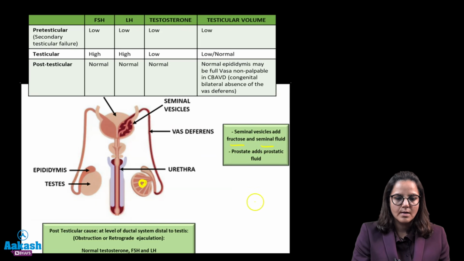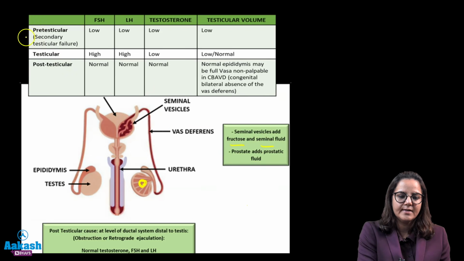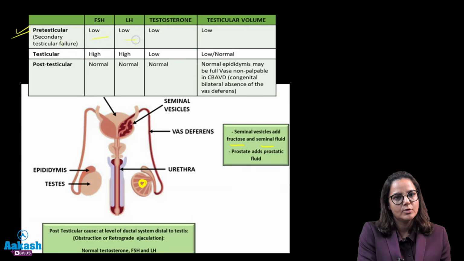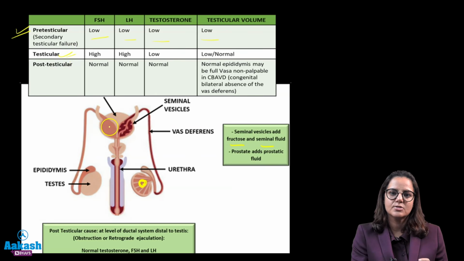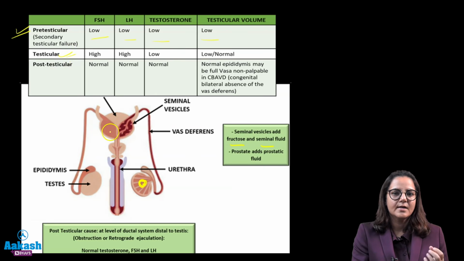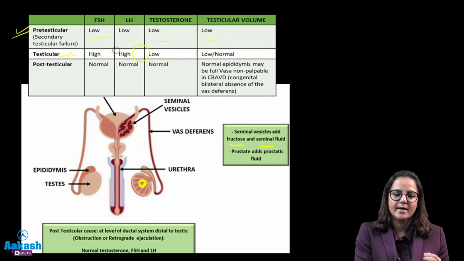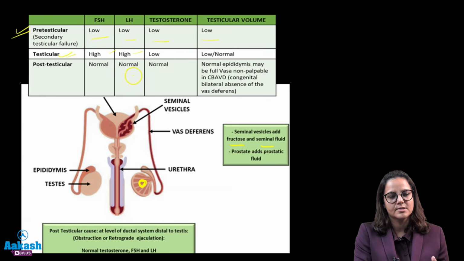Now, if there is a pre-testicular problem, if there's a hypothalamic problem, your LH and FSH levels will be low. Everything is going to be low. Testosterone will be low. Your testicular volume will be low. Now, if there is a testicular problem, which means that the hypothalamus is releasing the hormones and asking the testis to produce semen, but it is not able to do so, LH and FSH will be high because the testosterone is not being produced and therefore the negative feedback is not going. So LH, FSH is high, testosterone will be low and testicular volume can be low or normal.